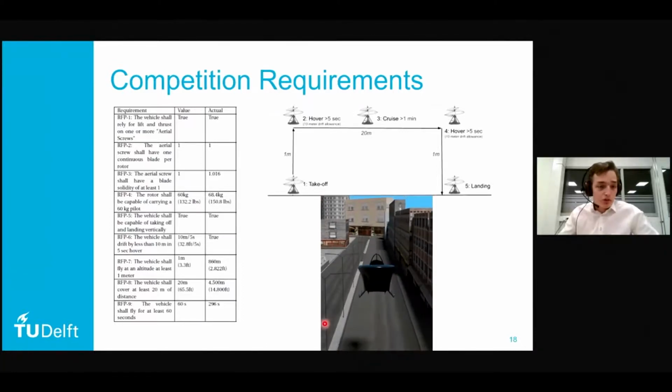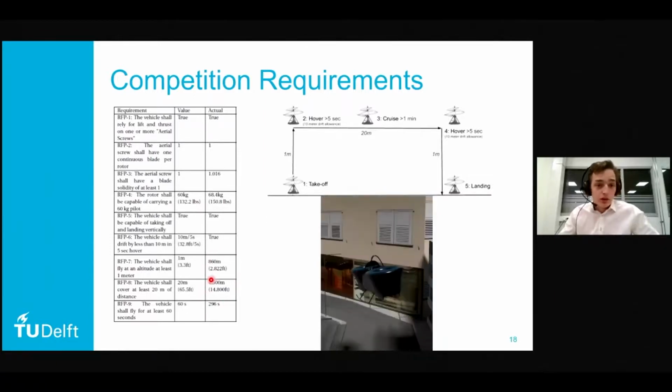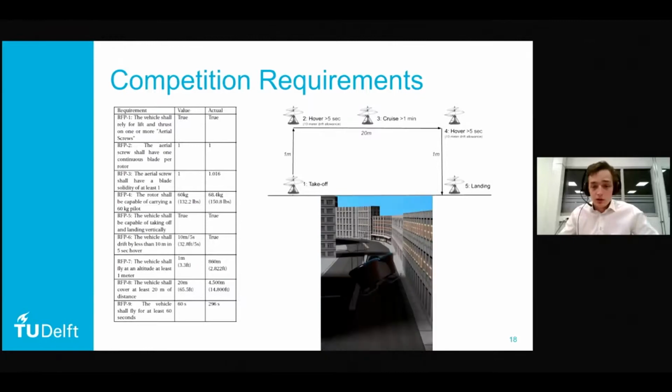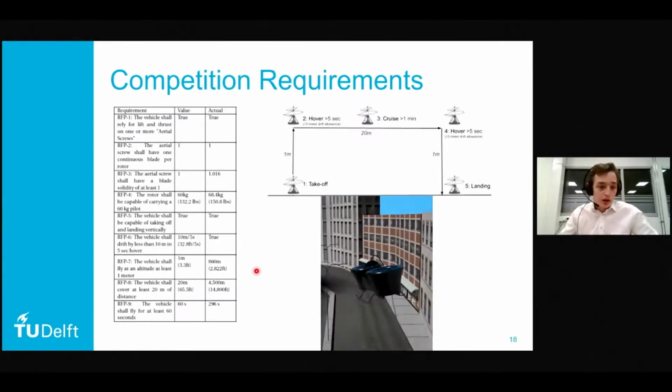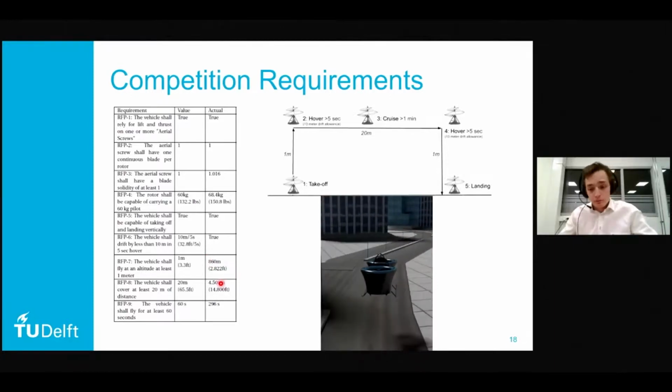For example, for range, the Solidity 1 actually reaches like 4.5 kilometers instead of the 20 meters. That's also why I sped it up a little bit so that it's quicker over. It also reaches a much higher altitude and much higher velocity.